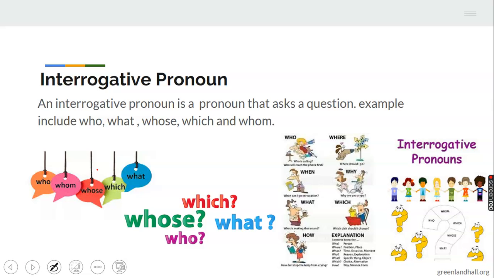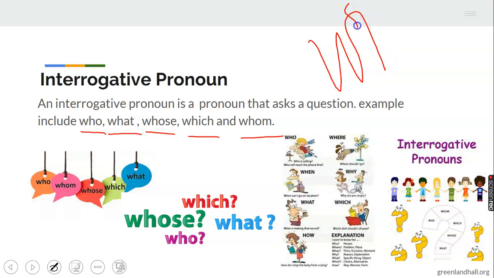Interrogative pronoun. An interrogative pronoun is a pronoun that asks a question. Examples include who, what, whose, which, whom. I call them the W's. Don't mind me. The W's questions. Okay, so we use interrogative pronouns for them.